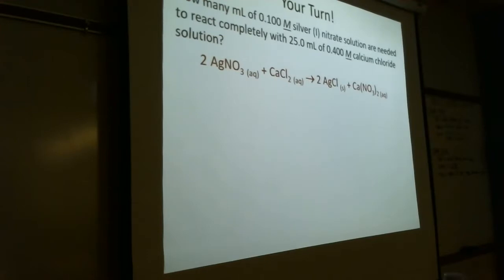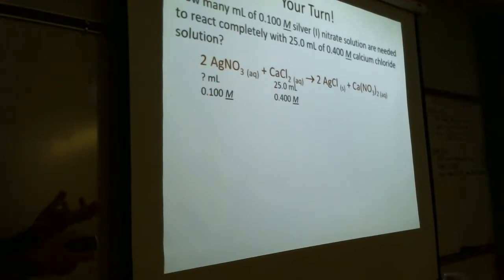We do have a precipitate, but does that factor into our stoichiometry in any way? Nope, it doesn't. Because I'm trying to find out how many milliliters of this solution I need to add in order to consume all 25 milliliters of this solution. If this is its molarity and this is its molarity, right? You can't just assume 25 and 25, right?